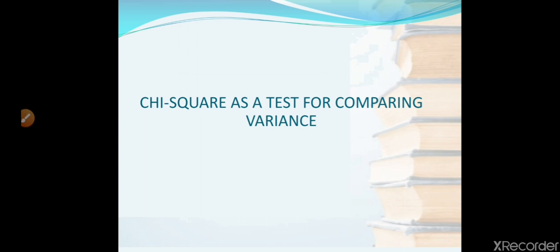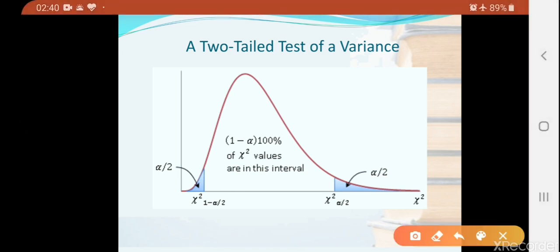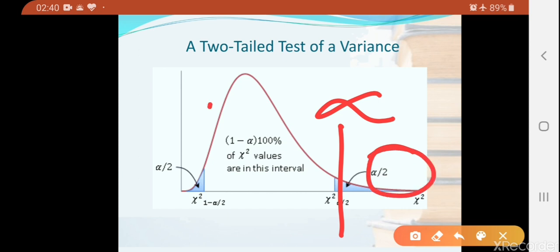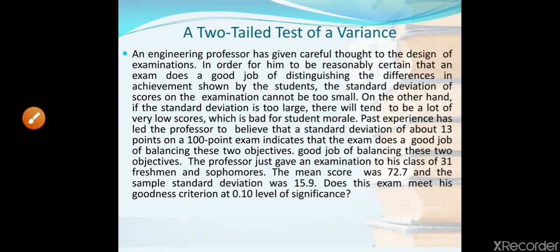So first of all, we will start with a two-tailed test of a variance. Two-tailed test means that whatever the level of significance alpha is, we have to take it on both sides of the curve, alpha by 2 and alpha by 2. In between is the acceptance region, and on both sides is the rejection region. So we will start with an example.